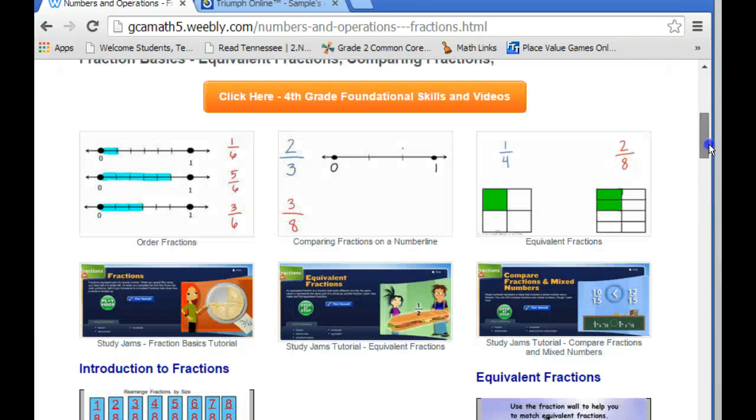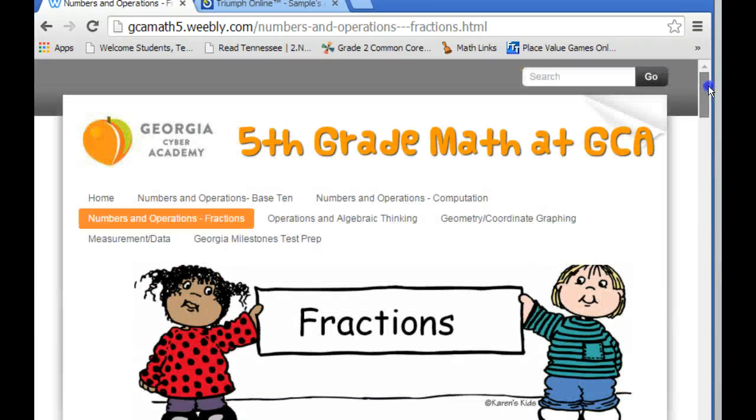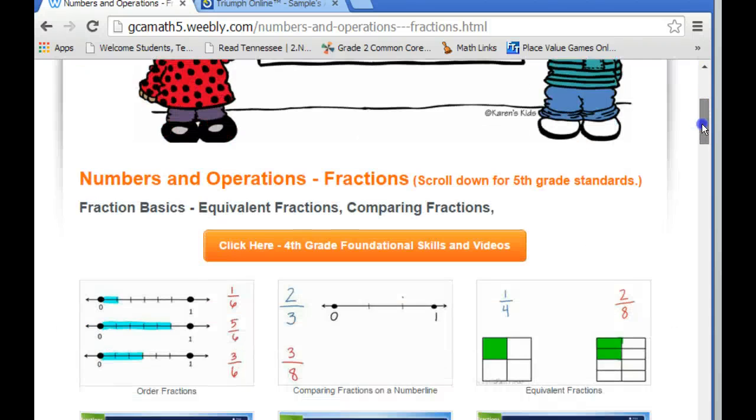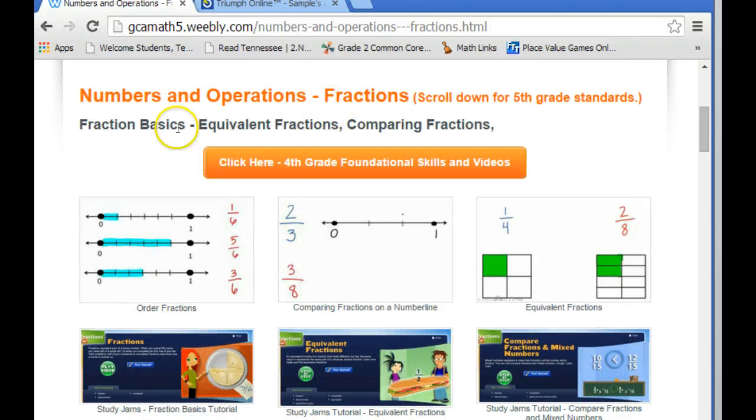The first thing that is referenced in the handout is the math website that we have at GCA. So definitely take advantage of this and go to the fraction page. And on the fraction page, the very first section talks about fraction basics like we've talked about today. 30% of the Georgia Milestones assessment will be based on fractions and computing with fractions. You need to know the basics before you get into those word problems that require you to implement these things. So I definitely would explore.